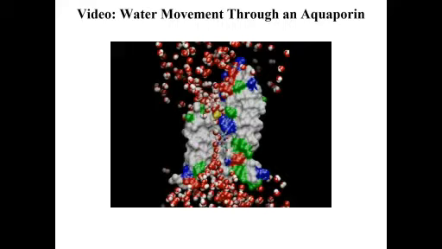Alright, so water is small and polar. So it can diffuse through the cell membrane, but it can't diffuse fast enough for organisms to really adapt to their surroundings in order to survive. So there are proteins called aquaporins that aid in the movement of water across the membrane. Here you're being shown the aquaporin protein and the movement of water molecules through this protein.